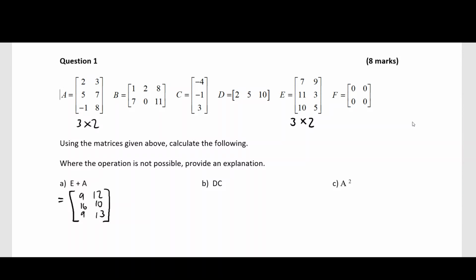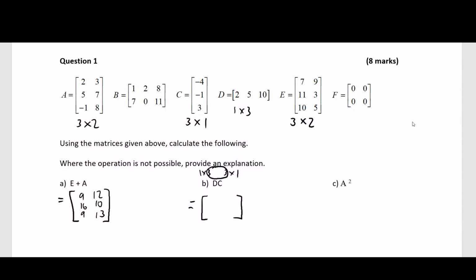Okay, D times C. Here, we've got D, which is a 1 by 3, 1 row, 3 columns, and C is 3 rows, 1 column. Now we're doing D times C. So D is a 1 by 3 and C is a 3 by 1. So these two numbers are the same, so we can multiply them together and we're left with a 1 by 1 matrix.